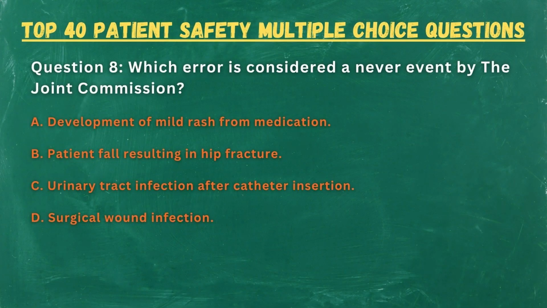Question 8. Which error is considered a never event by the Joint Commission? A. Development of mild rash from medication. B. Patient fall resulting in hip fracture. C. Urinary tract infection after catheter insertion. D. Surgical wound infection.